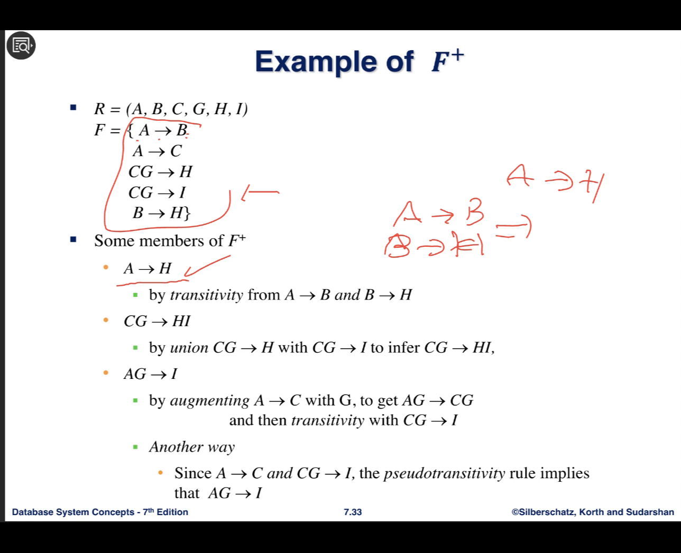So this is another one. So the F closure is going to have whatever F is, union, for example, A determines H, union, etc. We can add more here. If you have time, you can go over all of them and check how we can produce them.